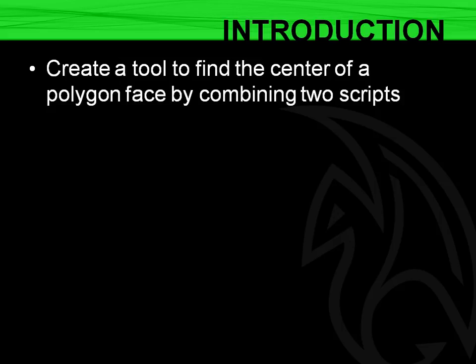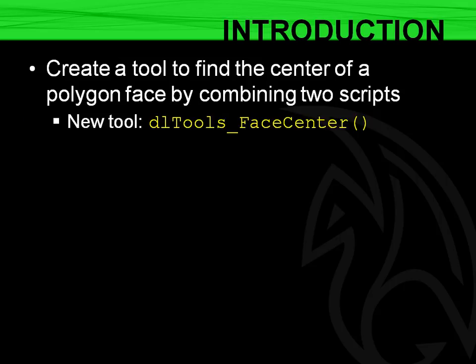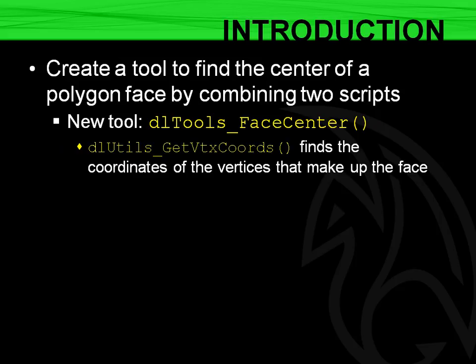So let's look at a really simple example. What we're going to do is create a tool to find the center of a polygon face by combining two scripts. Remember, like I said, we're going to take dlmath and dlutils and put them together to create dltools. So we're going to create a new tool called dltools_faceCenter. Okay, and it's going to be made up of two scripts, of two procedures.